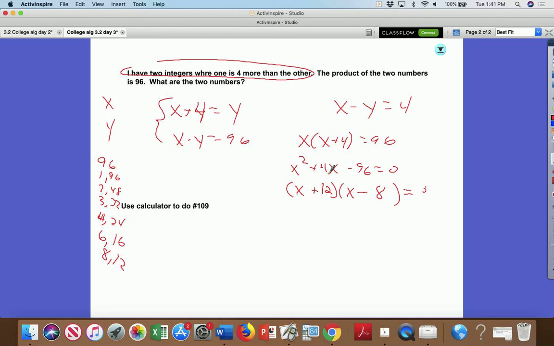Go ahead. Does it matter which parentheses you put them in? Or no? Like whether I put the x plus 12 on the right or the left? Yeah. Nope. Nope. Okay. So the solution to this would be negative 12 for this. So is negative 12 and 8 the pair of two numbers? No. If x is negative 12, the other one is 4 more than that.